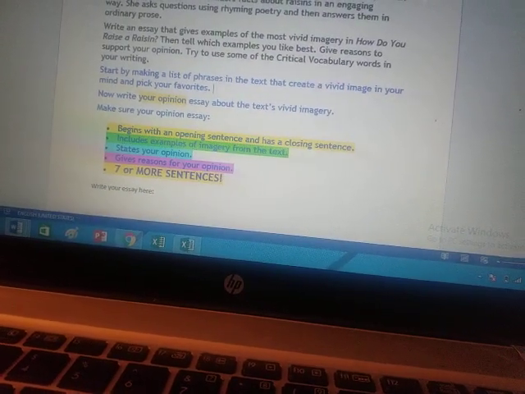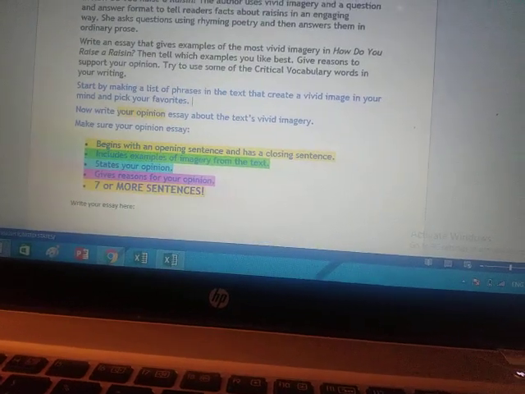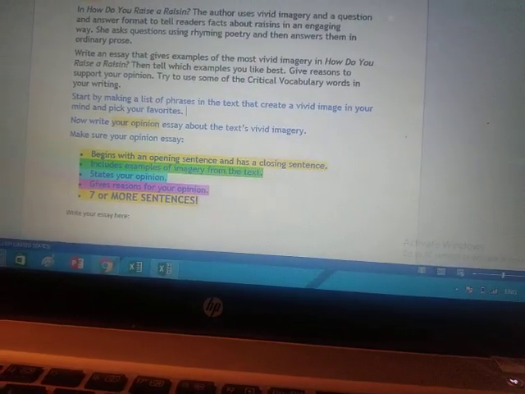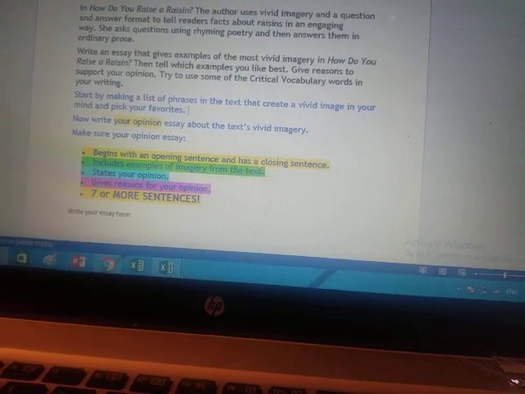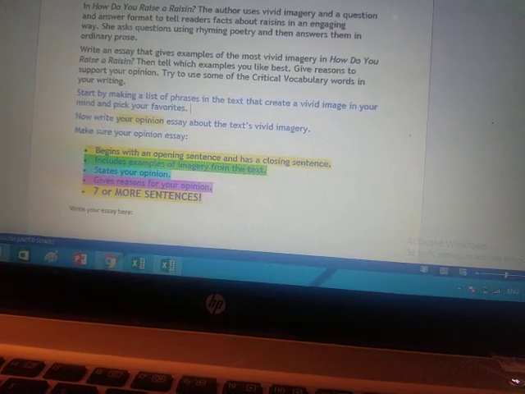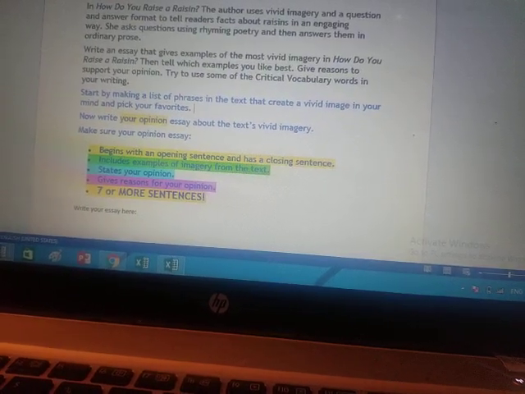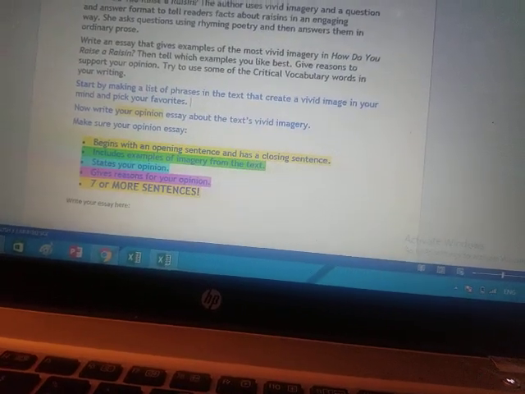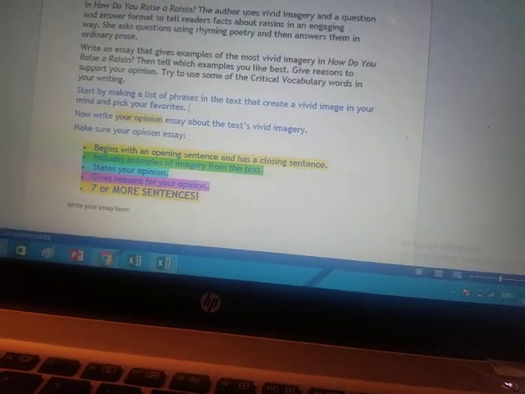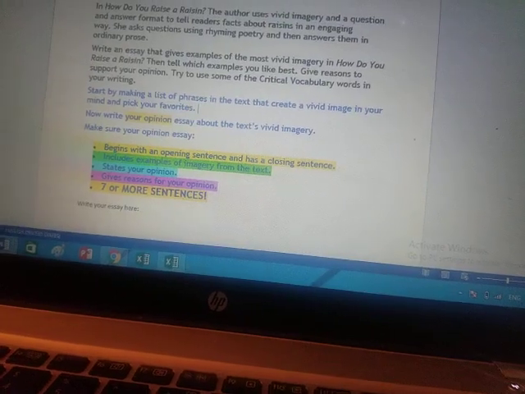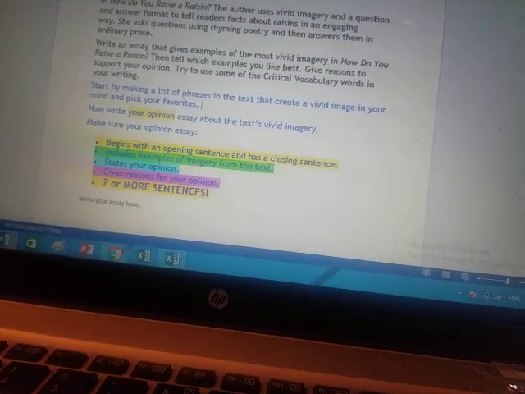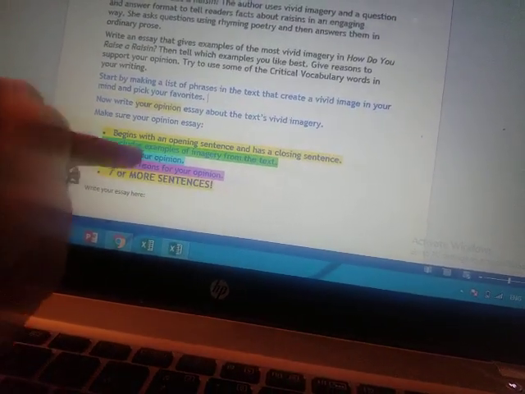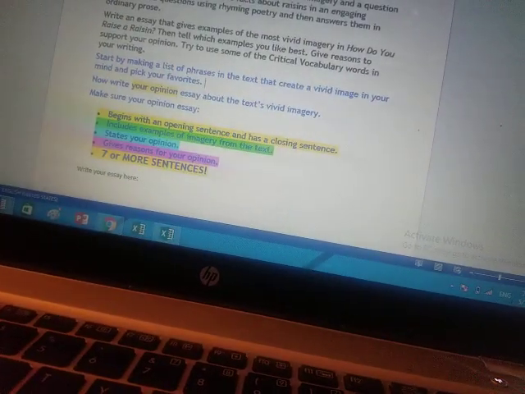So for an example, your opening sentence would be, do you want to know what imagery I like best in the story? How do you raise a raisin? And then you talk about all the imagery they use in the story that you like the best. And then you tell me why you like them. So make sure you use examples from the story. The text means story. Okay.